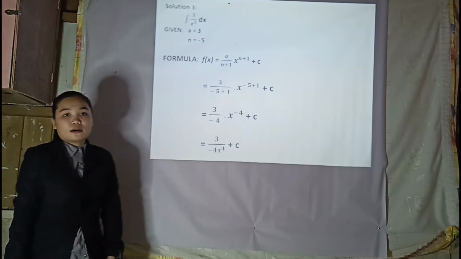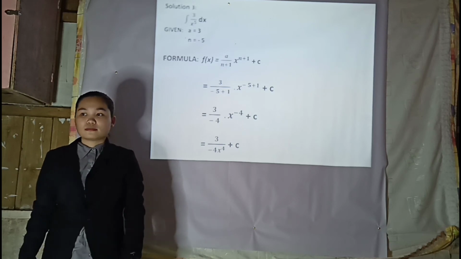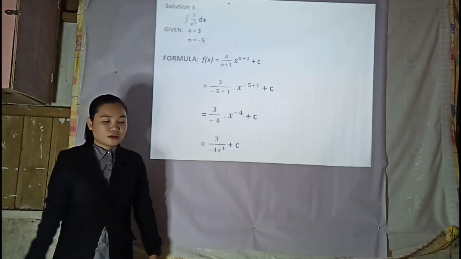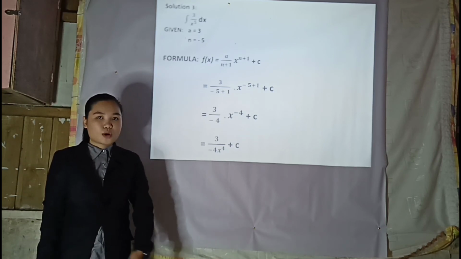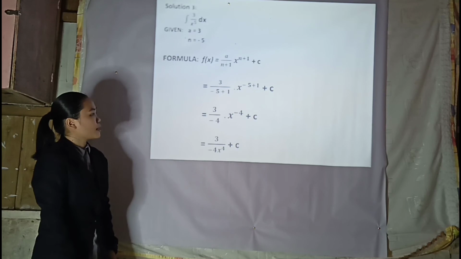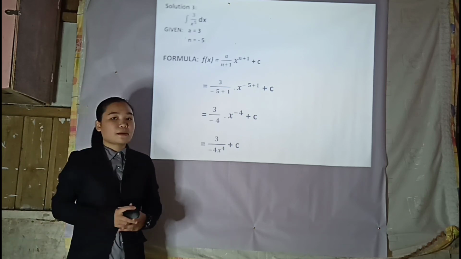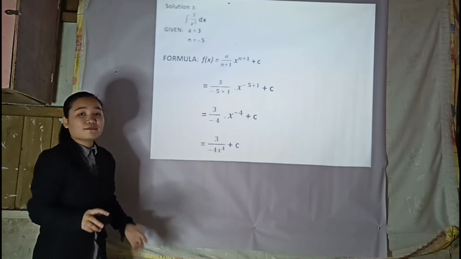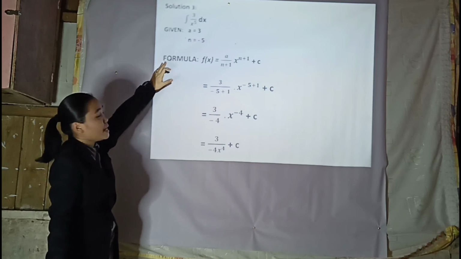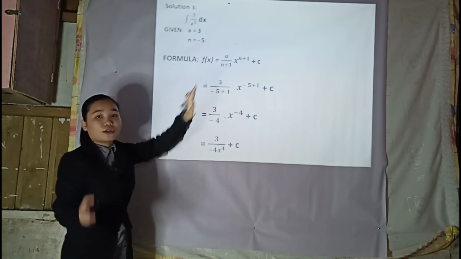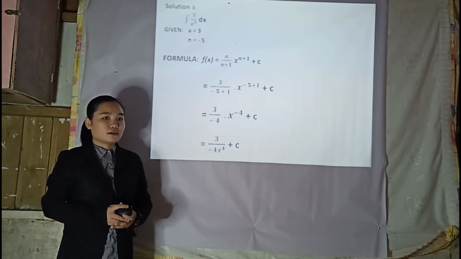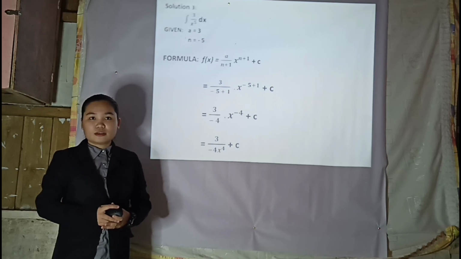So, who got the perfect score? So, very good. Seems that you understand my discussion. Okay? Pass the paper forward. Okay. So, in solving the power rule for integration, you have to memorize the given formula and substitute the value of a and n to the formula in order for you to solve easily. Any questions? Any clarification?